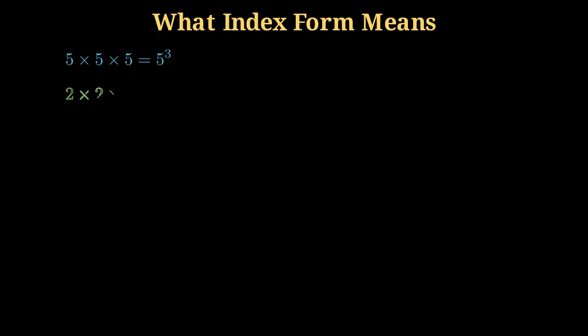5 to the power 3. 2 times 2 times 2 times 2. Count the 2s, 4 of them. So this is 2 to the power 4. The small number simply counts how many times the base appears.